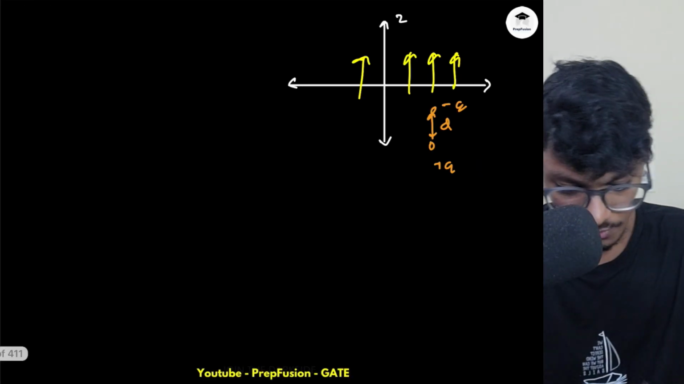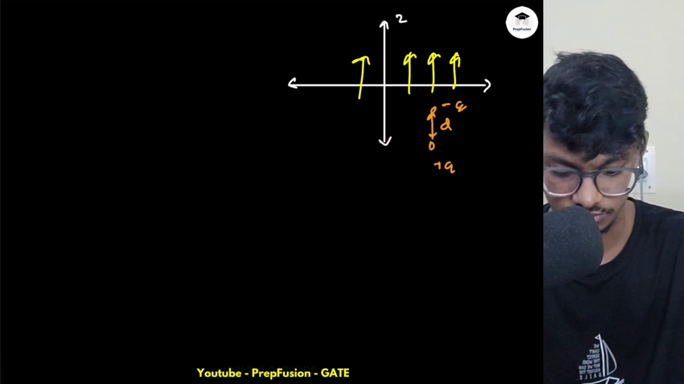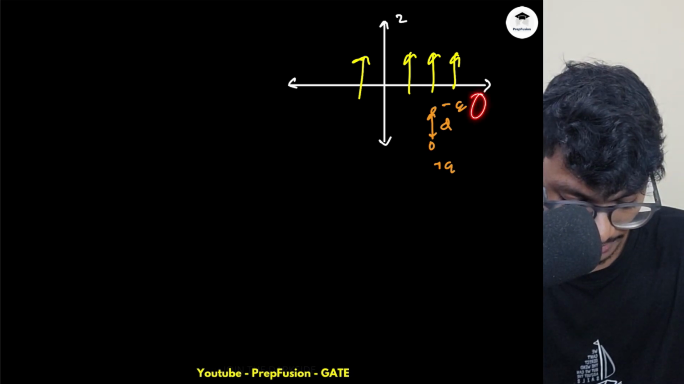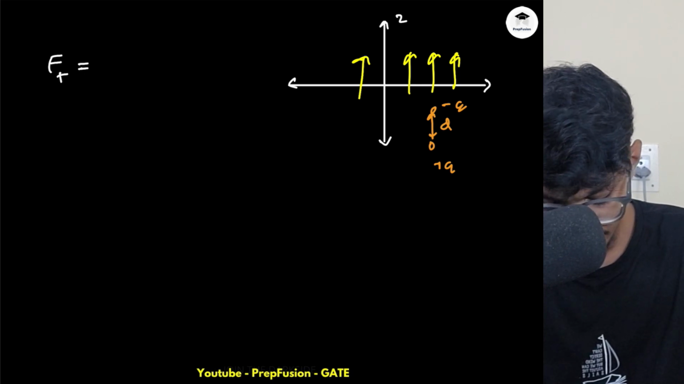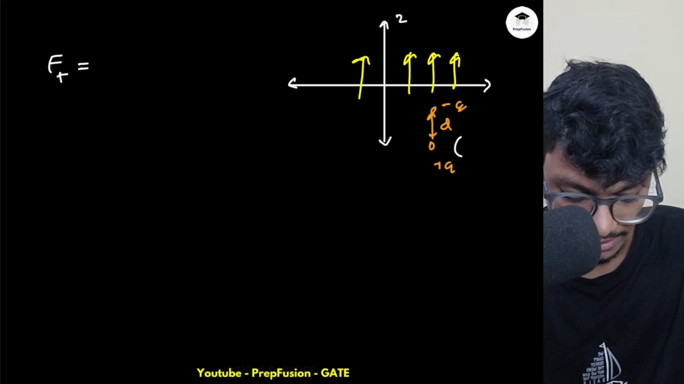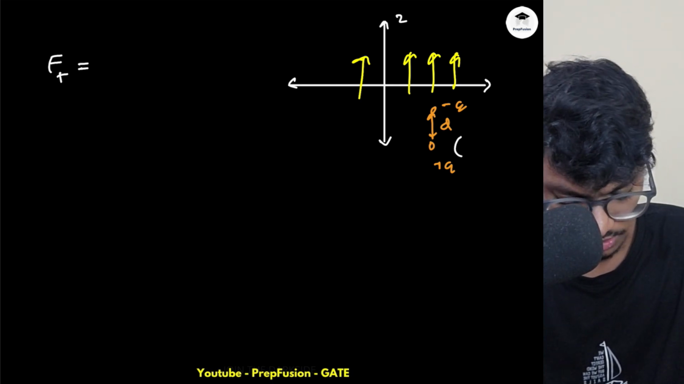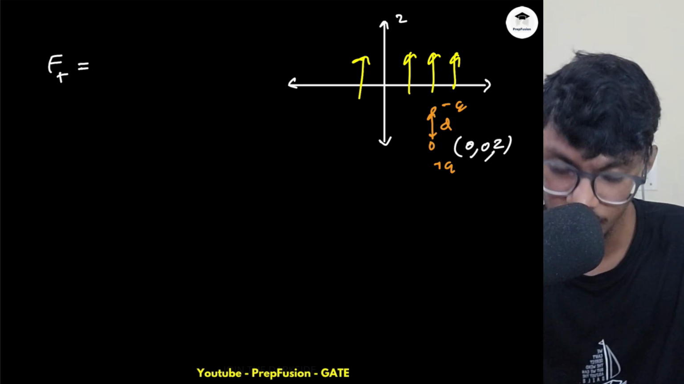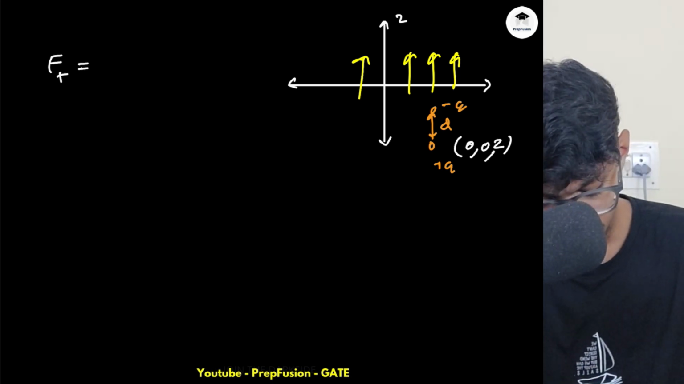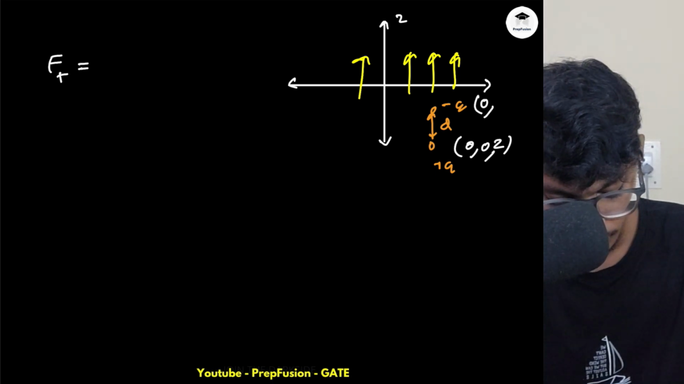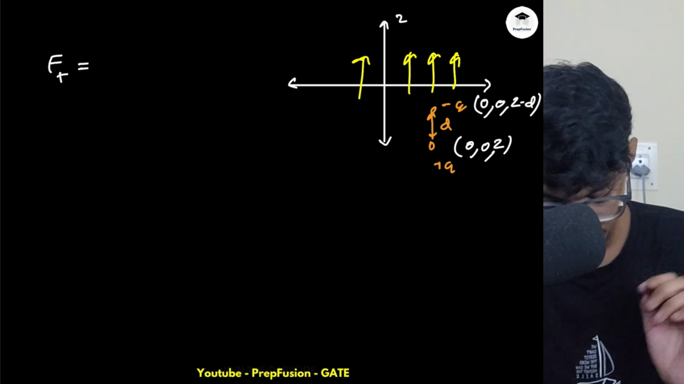Now if I have to compute the total force on this, what will be the total force? The total force on the positive charge, let's assume this is at any x, y and z. I will assume this as 0, 0, z. The xy coordinates don't matter because the electric field will always be along the z axis. Then this will be 0, 0, z minus d, whichever is suitable to you.